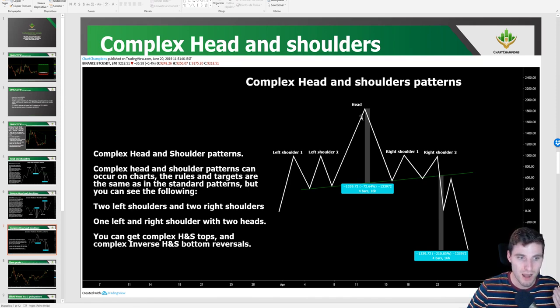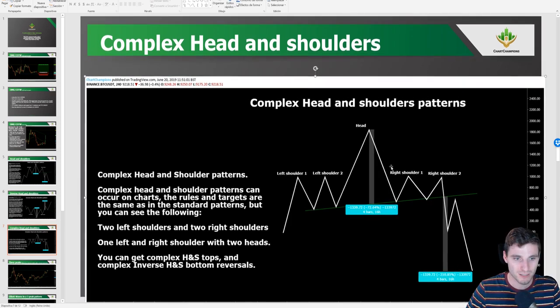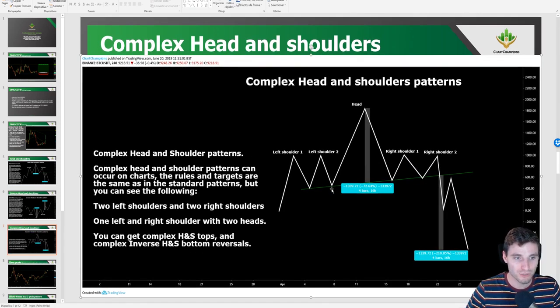Okay, so still less volume on the head and less volume on the rises, big sell off on the sell off. And so it's complex head and shoulders and complex inverse head and shoulders. And you can also get two heads. So you could see it like this: left shoulder, one head, two heads, double top, down, right shoulder, down. Okay, so you can get double heads.